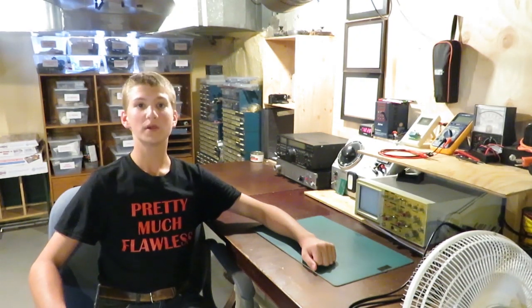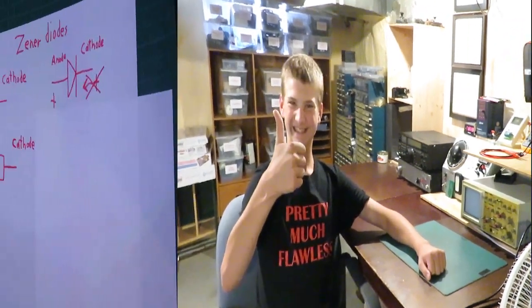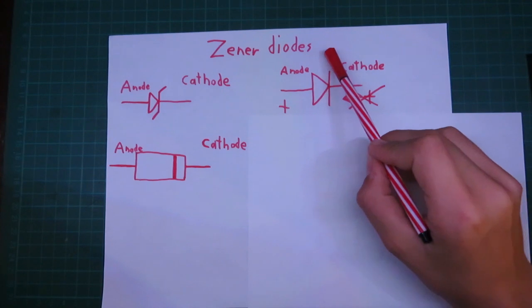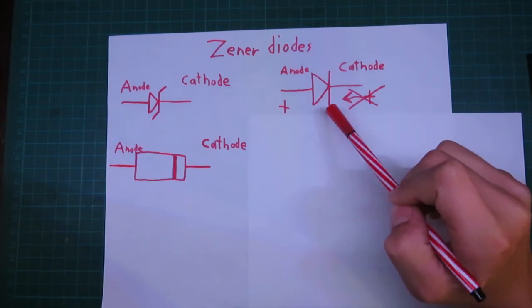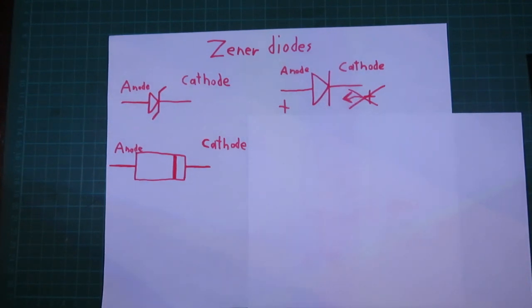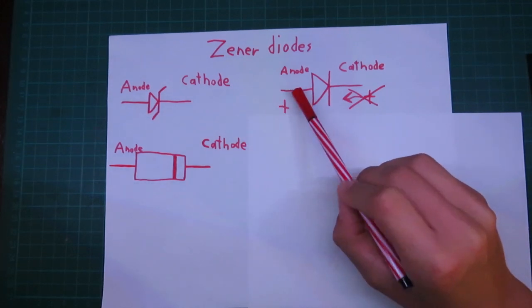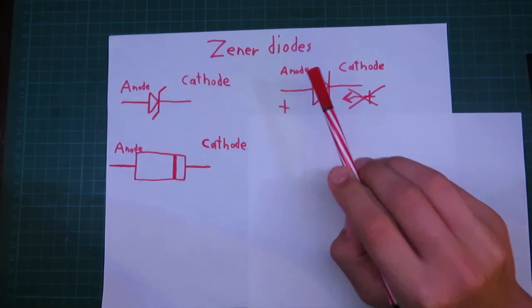Today in this video, we are going to be talking about Zener diodes. Let's get into it. Before we start talking about Zener diodes, we'll just do a quick recap on normal diodes. Normal diodes will only allow electricity flow from the anode to cathode.